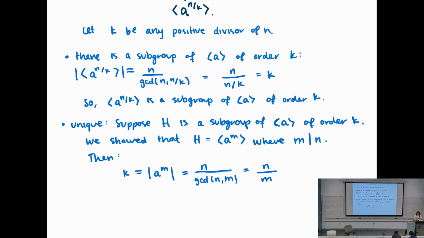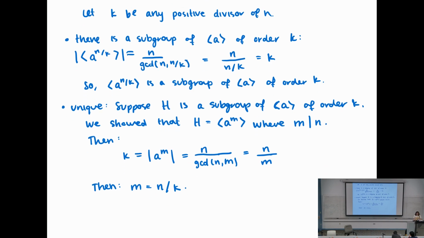And then just rearranging this equation, we get that m is equal to n divided by k. So what does that mean? H was defined as a to the m, or we showed that it is equal to a to the m for some m, and m is equal to n over k.